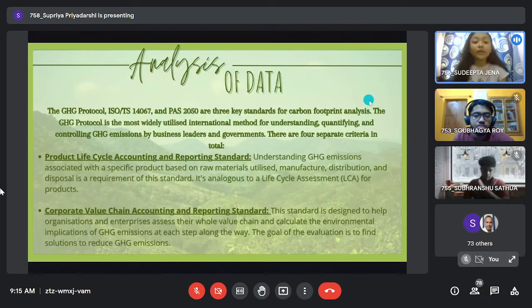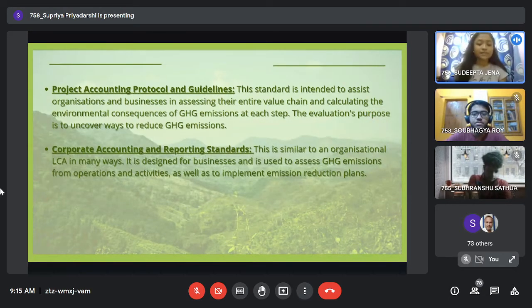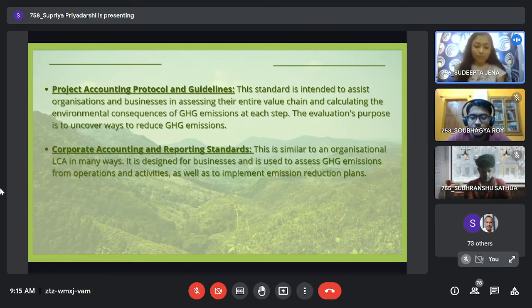Third, project accounting protocol and guidelines. This standard is used to assess the impact of any specific project designed to reduce GHG emissions. And last but not the least, corporate accounting and reporting standards. This is more or less the same as organizational LCA. It is intended for organizations and is used to assess GHG emissions from business corporations and activities and to implement plans for reducing emissions. Everything has a carbon footprint. These assessments are designed to discover their footprint for a product, a production plant, and even an entire company.